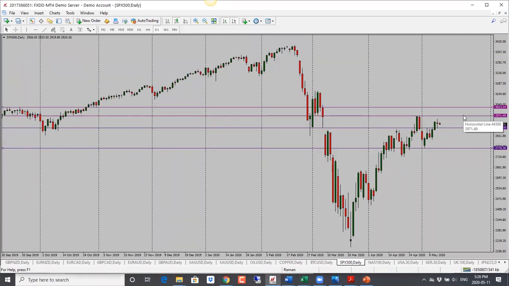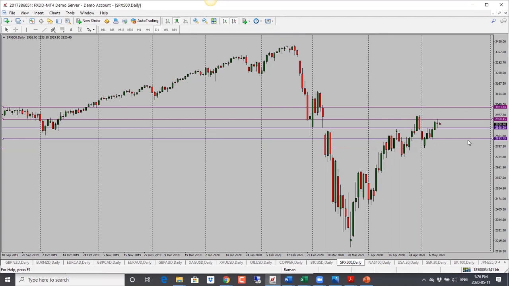Equities markets here, S&P 500, we have a neutral candle close for the day, and we could see a drop here, so watch out for that. In this case, the target is 2820, so neutral to bearish bias here for S&P 500.